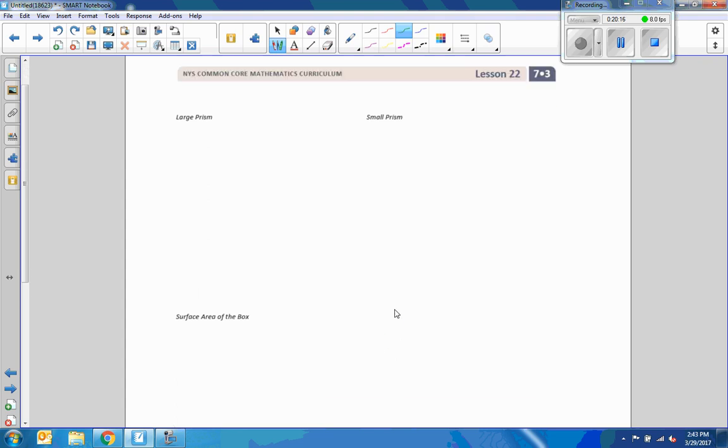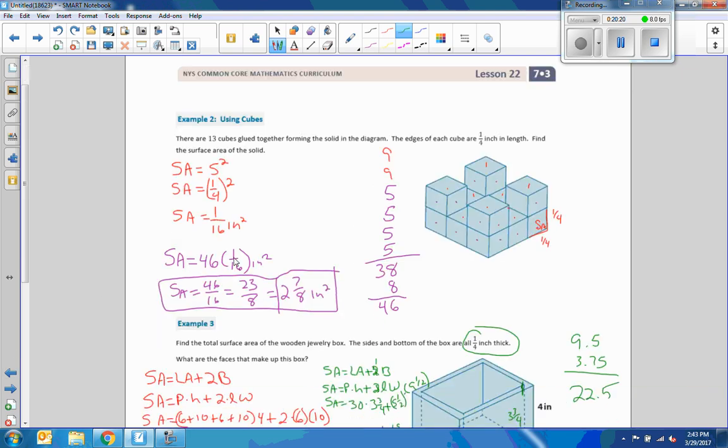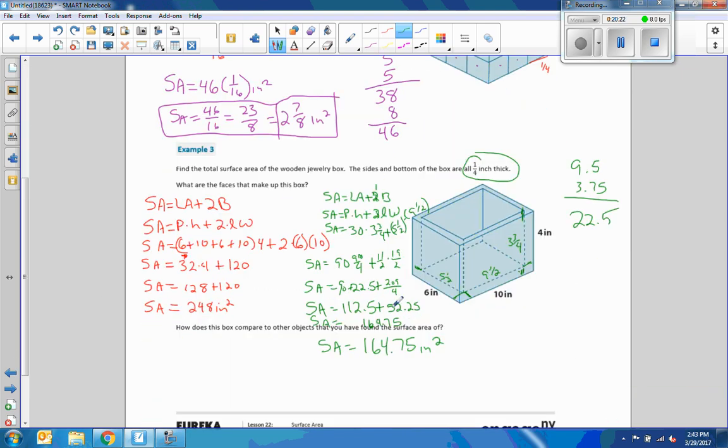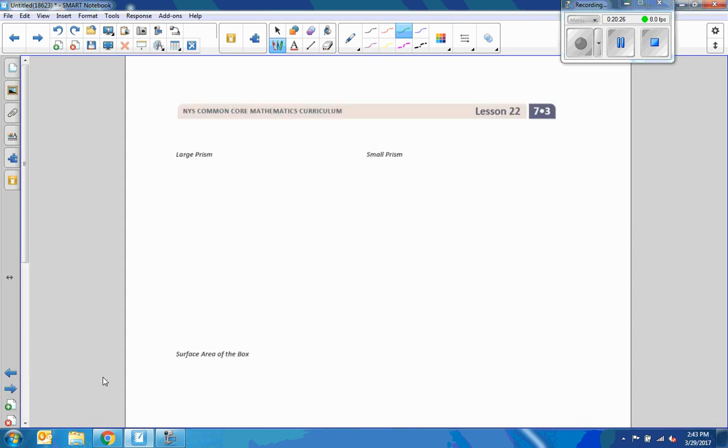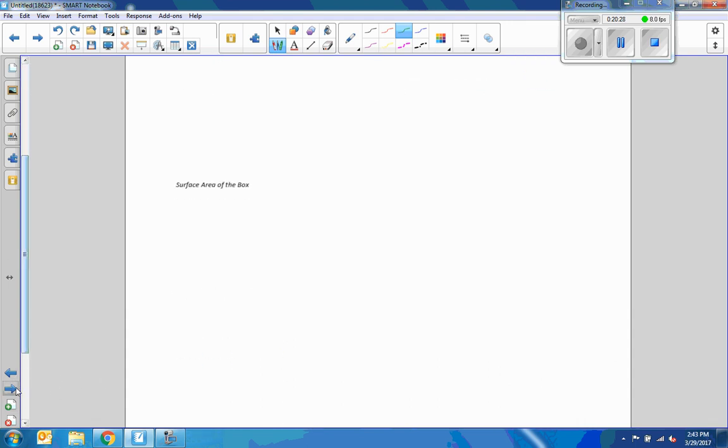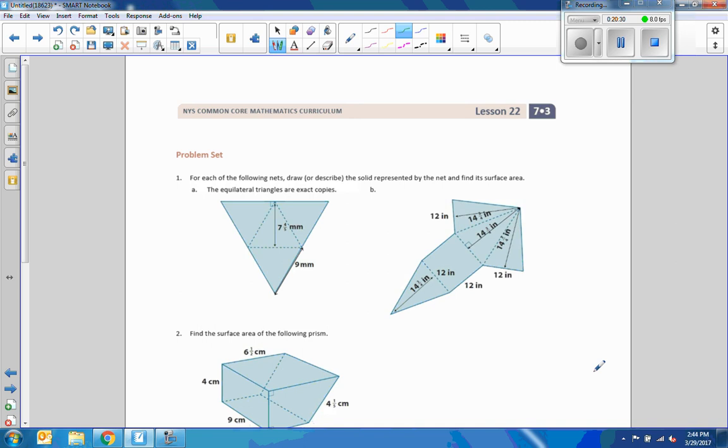Okay, so here they gave me space to do that. Large prism, small prism. So I did the large one in red, the small one in green on this page right here. And then it says surface area of the box, which I just did. Okay, and that is the end of lesson 22. Go do your problem set.